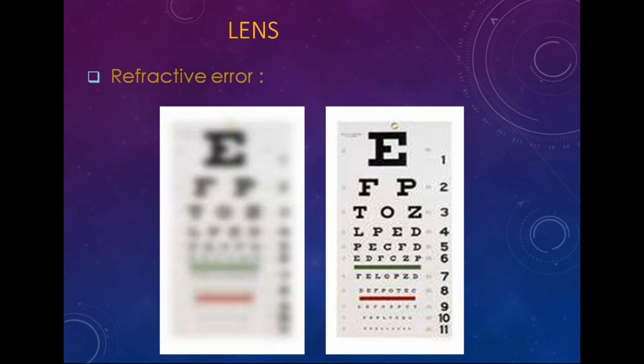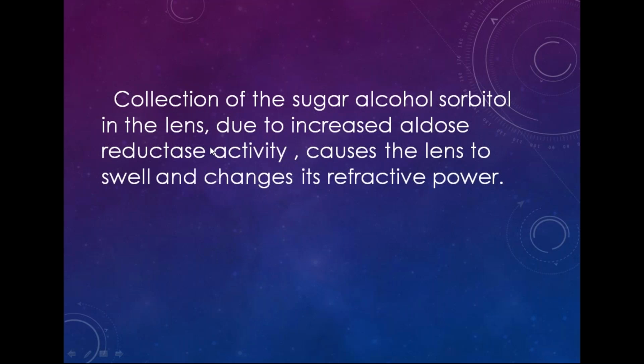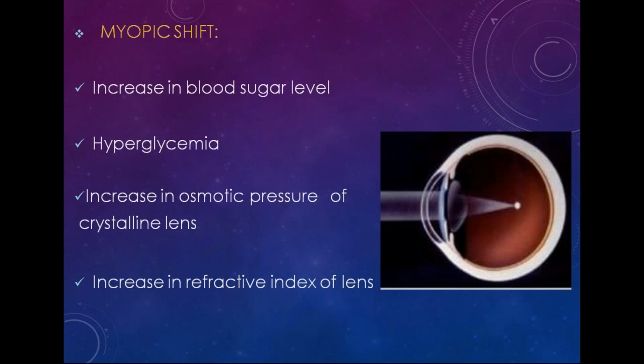Lens, there will be change in the refractive error. Collection of the sugar alcohol sorbitol in the lens due to increased aldose reductase activity causes the lens to swell and change in its refractive power. There will be increased fluid retention inside the lens. There will be myopic shift. Increase in blood sugar level due to hyperglycemia causes increase in the osmotic pressure of the crystalline lens, so it absorbs more fluid into the crystalline lens. So there is increase in the refractive index of the lens, leading to myopic shift.